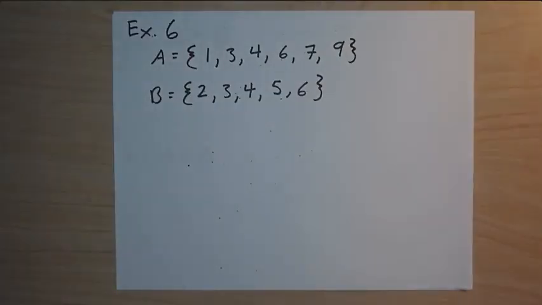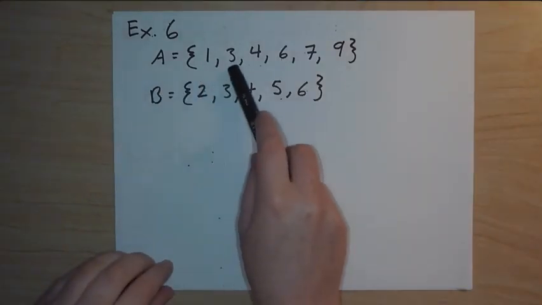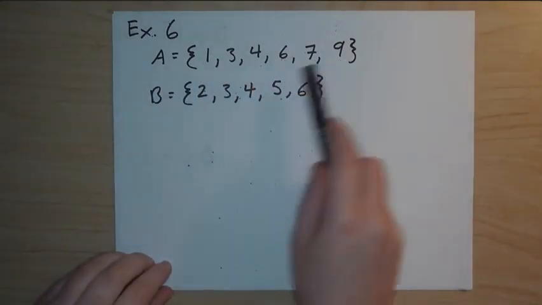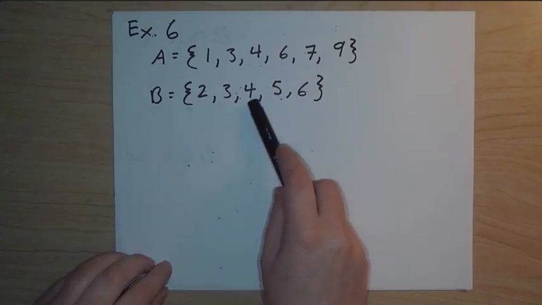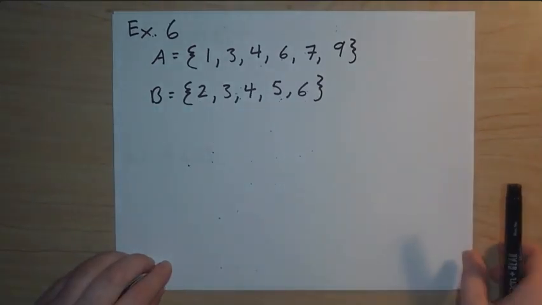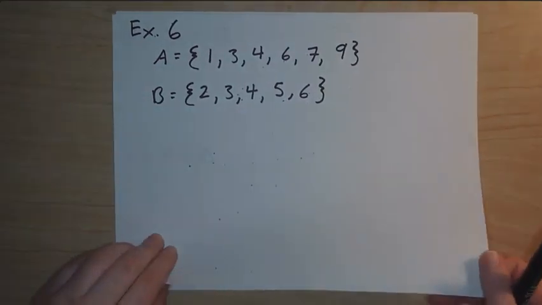This is example 6 of the Order of Operations lab. We have two sets, A and B. Set A is 1, 3, 4, 6, 7, 9. Those are the elements in that set. And in set B we have the elements 2, 3, 4, 5, and 6. And we have the questions.